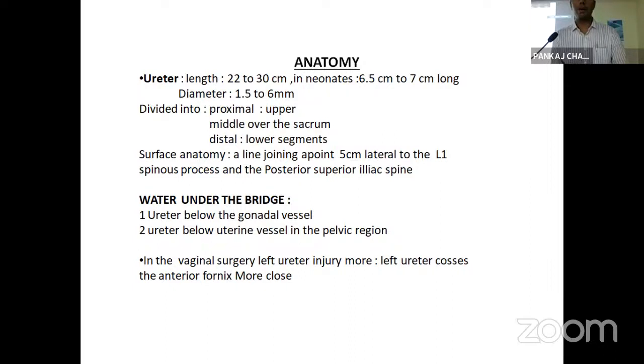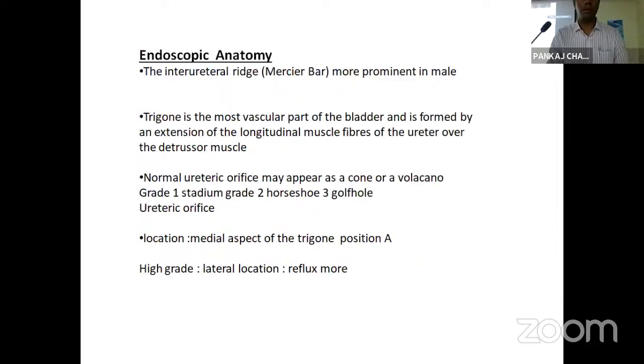Surface anatomy: a line joining a point 0.5 centimeter lateral to the L1 spinous process and the posterior superior iliac spine. Water under the bridge: ureter is below the gonadal vessel and ureter is below the uterine vessel in the pelvic region. In vaginal surgery, left ureter injury is more common because the left ureter crosses the anterior fornix more closely. Endoscopic anatomy: the interureteric ridge, the Mercier bar, is more prominent in male than female.